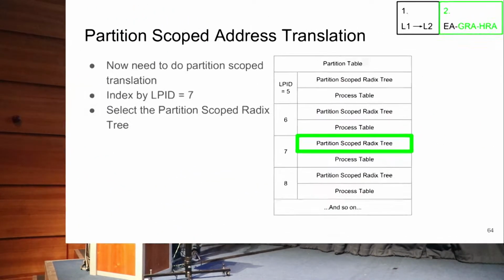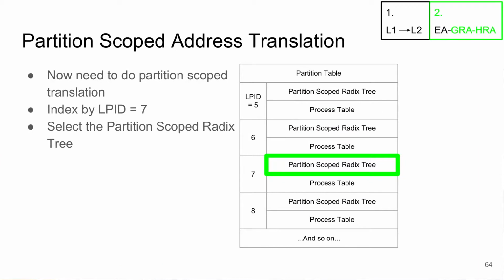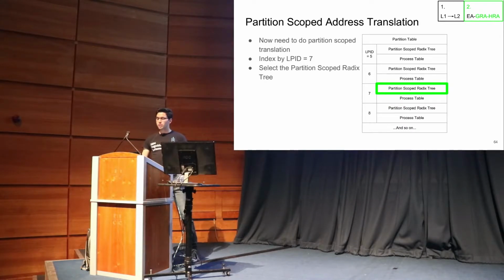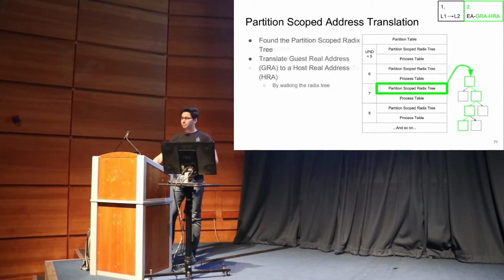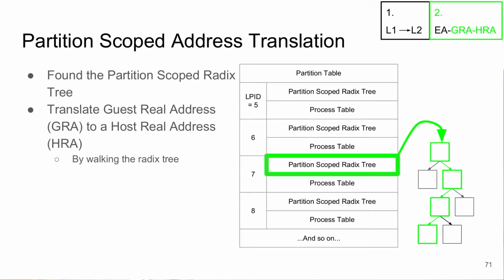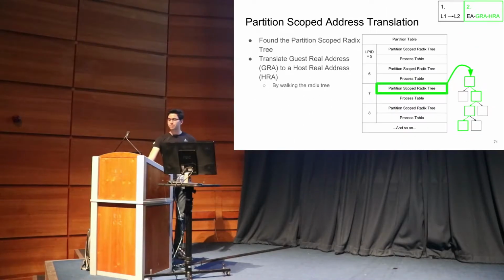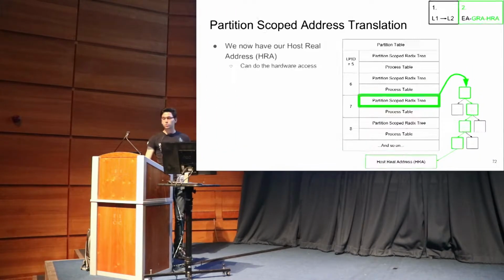It's always a two-level translation process, remember, so we still have to do partition scope translation. So again, we index by LPID and select our partition scope radix tree. And it's again just walking the radix tree to get to our host real address.